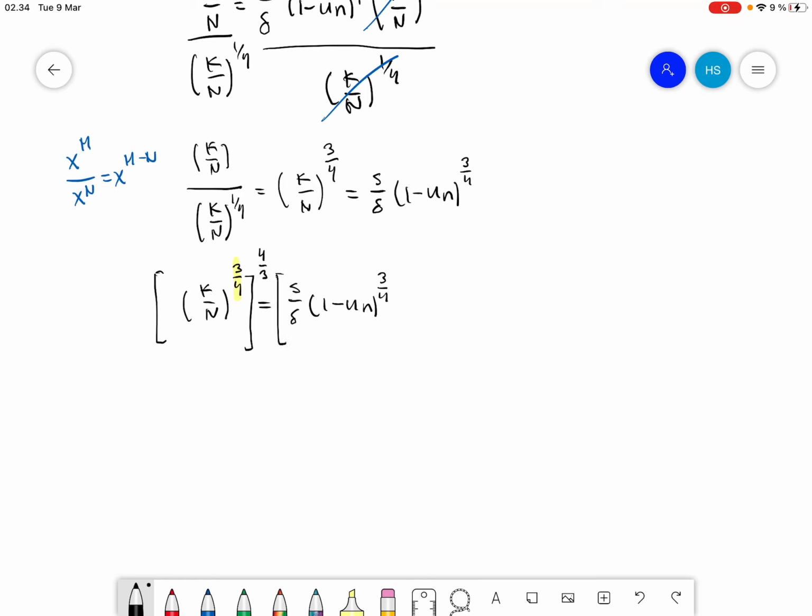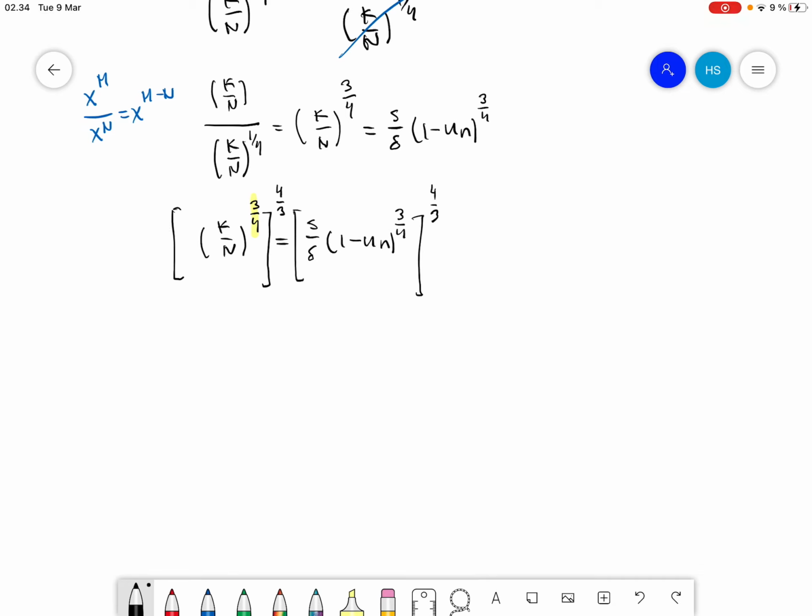So now I have to do the same on the right hand side of the equality sign. We get 4 over 3. And then I have K. Then I have here K over N to the power of 3/4 to the power of 4 over 3. So 3 over 4 times 4 over 3 is equal to 1. So we end up having only K over N on the left hand side. So that is just K over N.